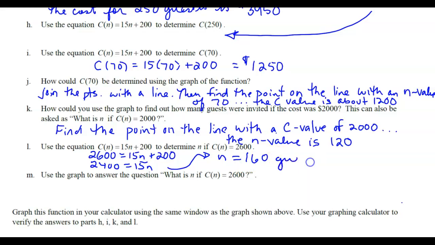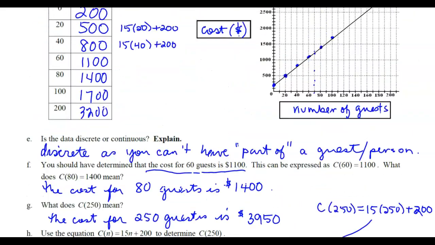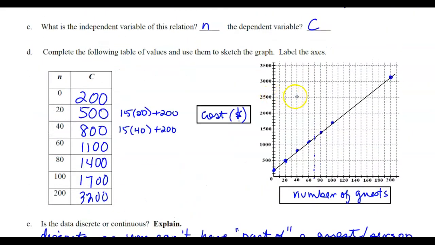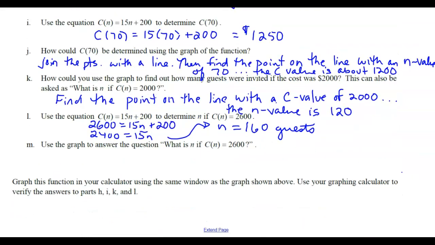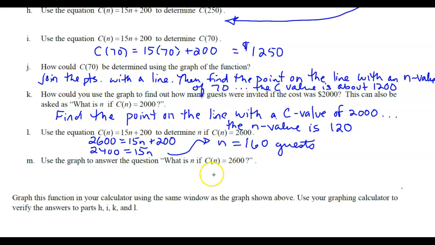Okay, then use your graph to verify that. So 2600 is there across, looks like about there. So my line is a little bit off from what it should be. I guess if I fix this up, it should be a little bit higher like that. Okay, so it looks to be about 160 guests.